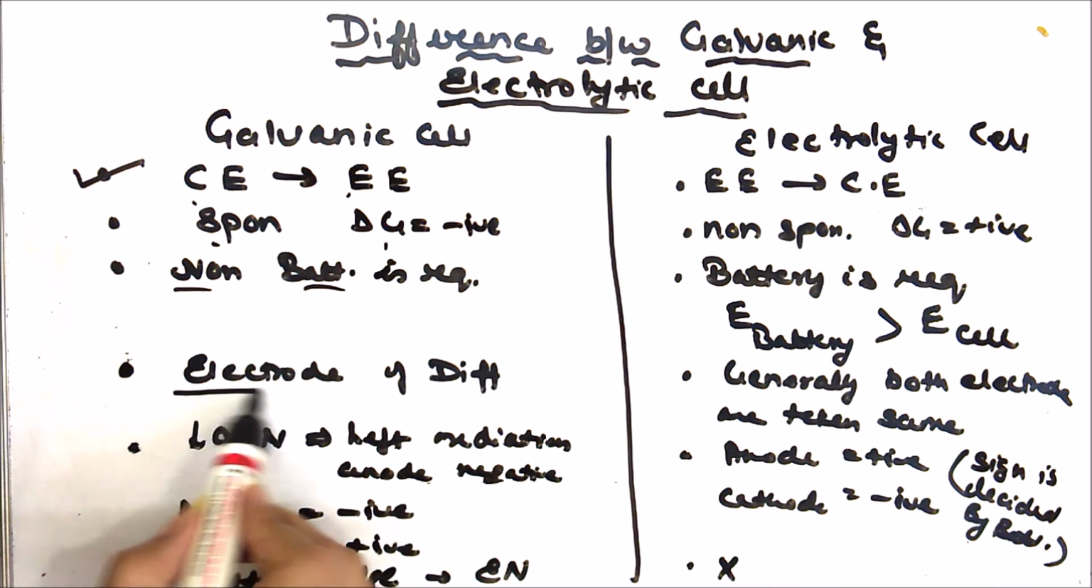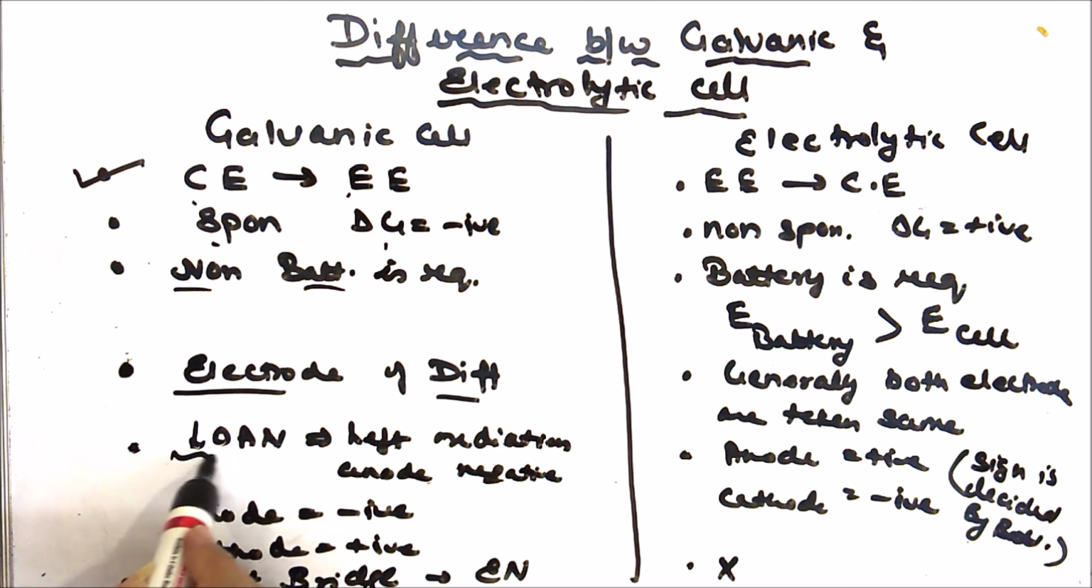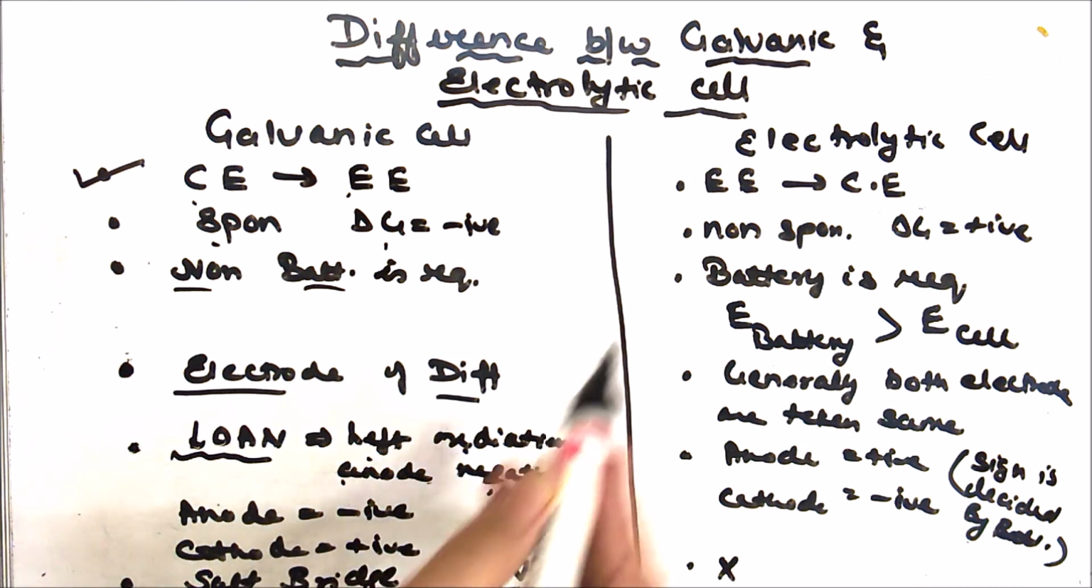In this, electrodes are different. You know that on the left hand side we have taken the zinc and on the right hand side we have taken the copper, right? And the trick over here is LOAN, that is, on the left hand side oxidation will take place and that electrode will be the anode and it will be of negative charge. In short, we can say that anode is of negative charge and cathode is of positive charge. And here salt bridge is required to maintain the electrical neutrality.